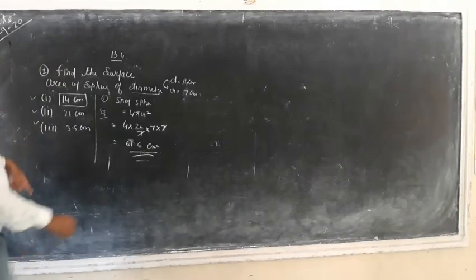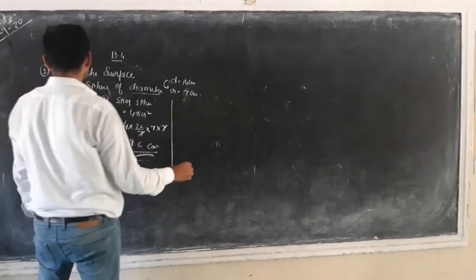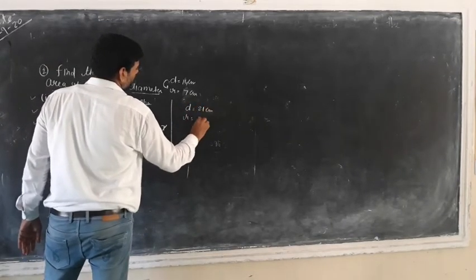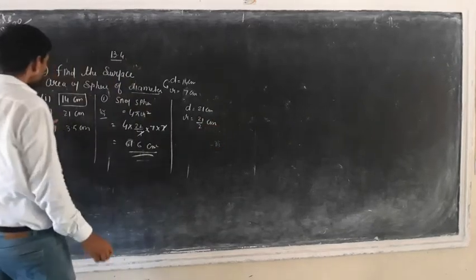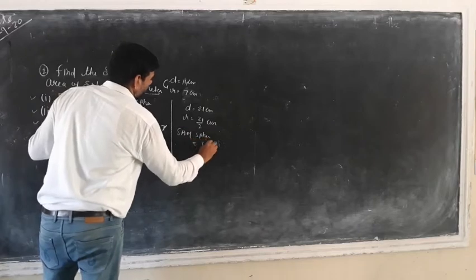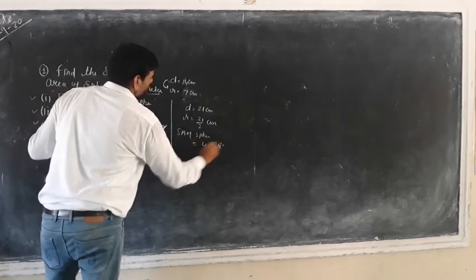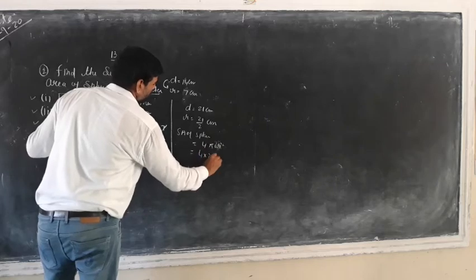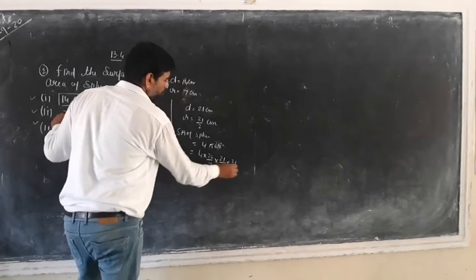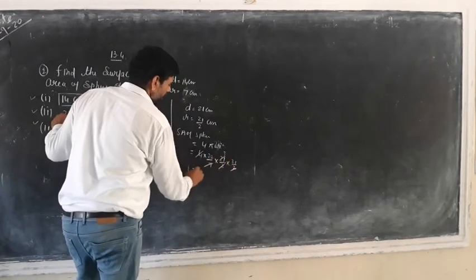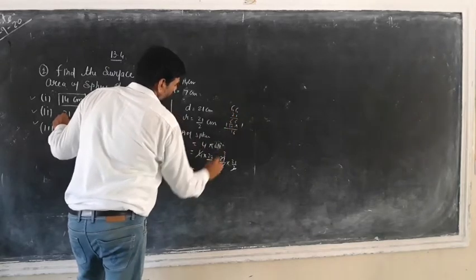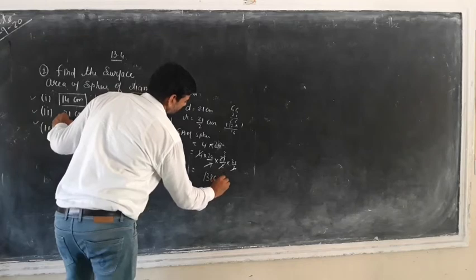The second question is equal to 21 centimeter. So the diameter is equal to 21 centimeter, radius is equal to 21/2 centimeter. Therefore the surface area of a sphere is equal to 4πr², therefore 4 into 22/7 into 21/2 into 21/2. 2 2s are 4, 7 3s are 21, 66 into 21 is equal to 1386 centimeter square.